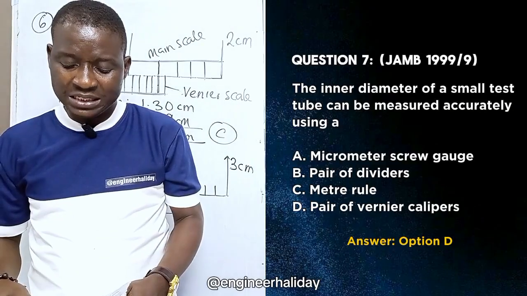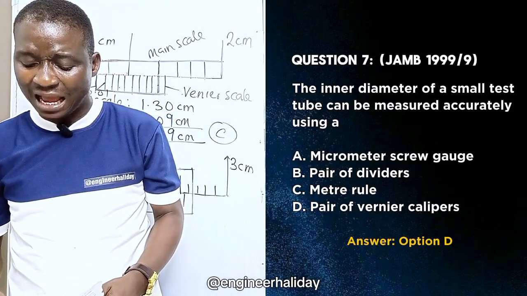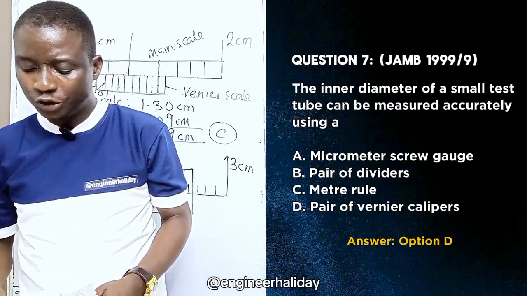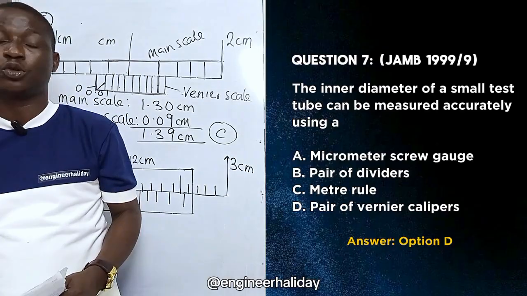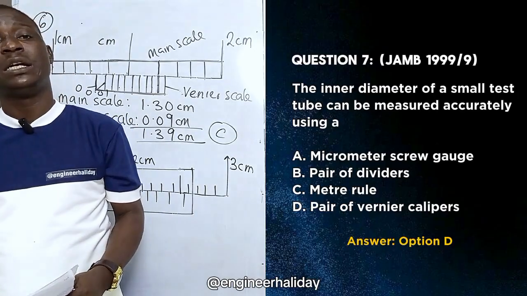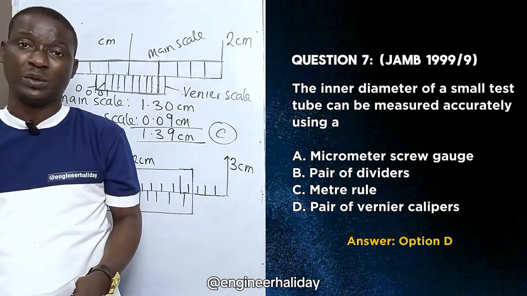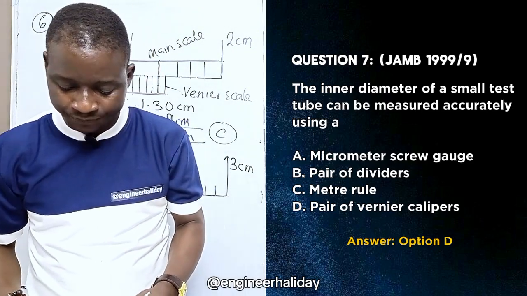The word small is useless in this question. The inner diameter of a small test tube can be measured accurately using that. Why is it useless? Because the inner diameter of a cup shape can only be measured with a vernier caliper. So we go with option D.